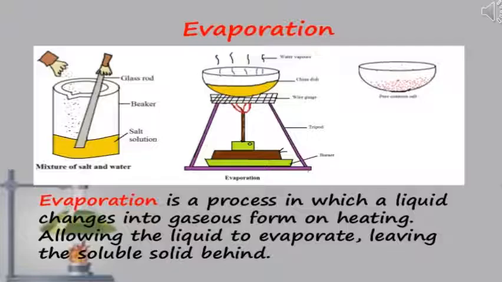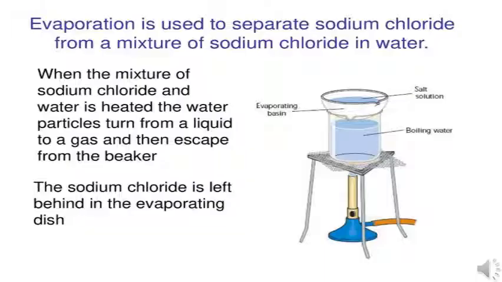allowing the liquid to evaporate, leaving the soluble solid behind. There are many solids that dissolve in water completely, like salt and sugar. In order to separate salt or sugar from water, we use a method called evaporation. Activity number 12 on page number 44, where evaporation is used to separate sodium chloride from a mixture of sodium chloride in water. Sodium chloride is salt.